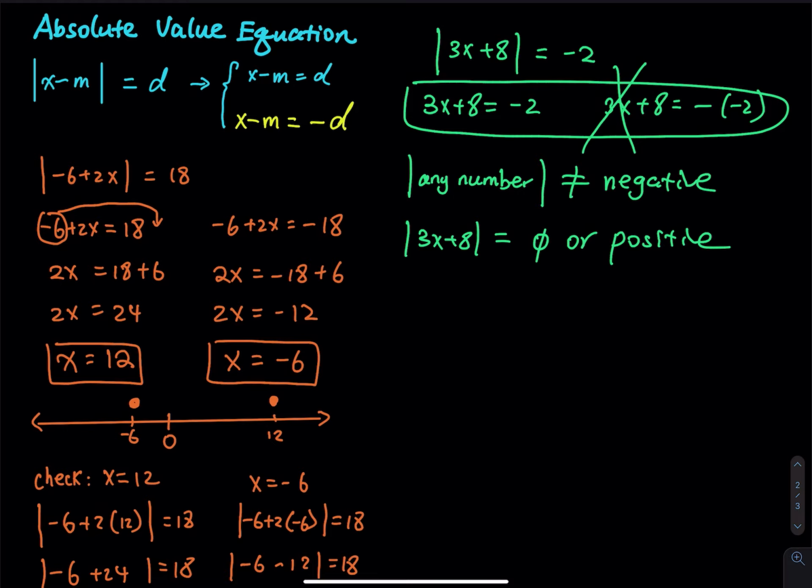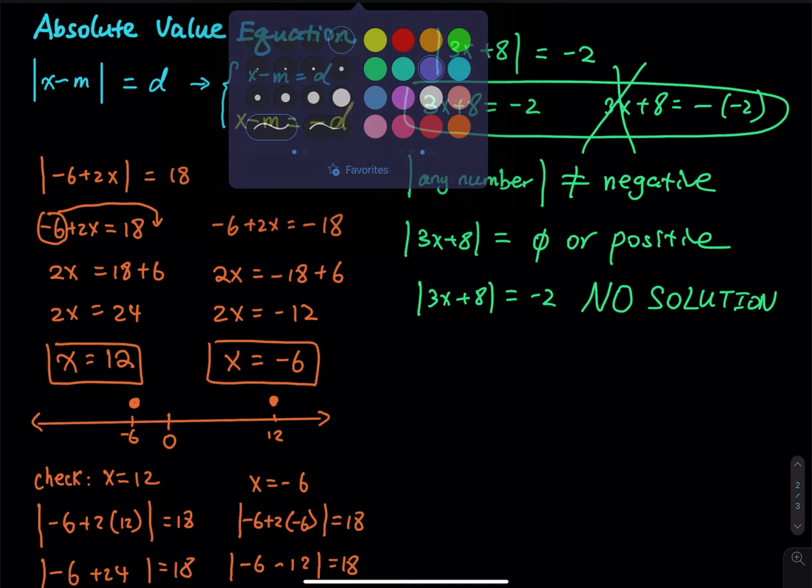0 or positive, no negative. So when that happens, then 3x plus 8 equals negative 2 has no solution. That's your answer, no solution. This equation cannot be solved. Okay, so that is a pretty special case. Most people will just go ahead and solve it, right?